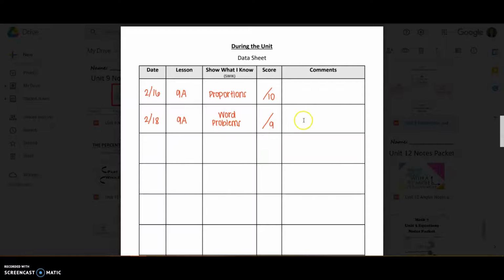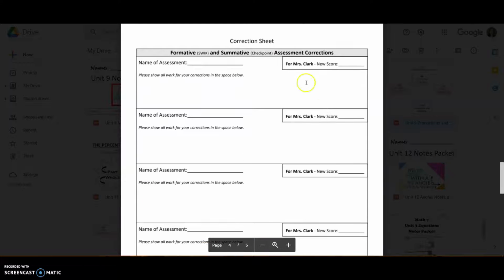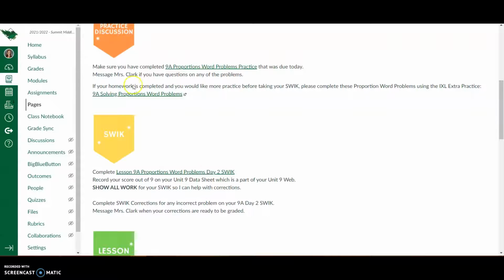You're going to have 9 points. And then if you want to make a comment next to this about how you did, if you missed any of them, please do your corrections right here on this correction sheet. And then send me a Canvas message when they're ready to be graded.